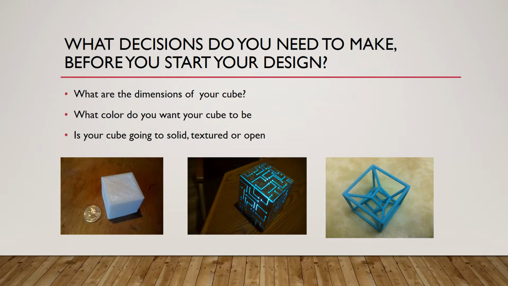So before you get started, much like when you're trying to figure out a problem, you have to decide on many factors of your design. You need to decide on the dimensions of the cube. You need to know what color, and you've got to know if it's going to be solid, texture, open. If you look at the three examples below, you're going to see that the first one is just a solid cube, the second one's a cube with a design, and the third one's kind of an open frame system. From here, you've got to decide what's going to be your best fit for the activity you need.